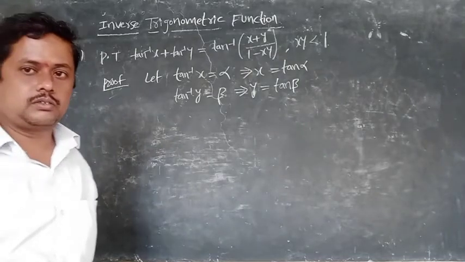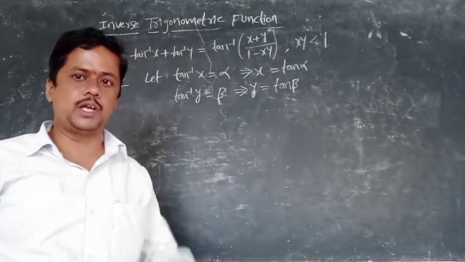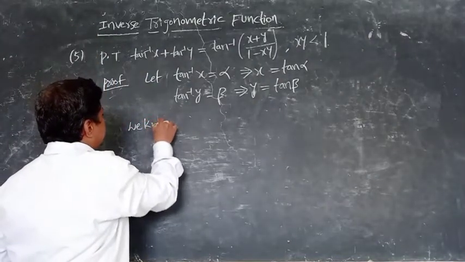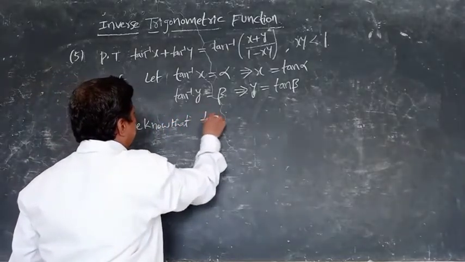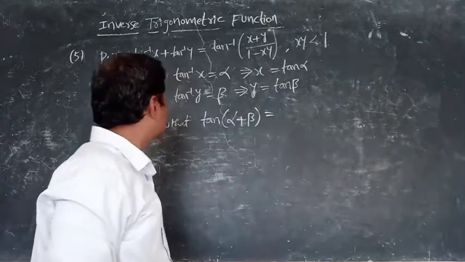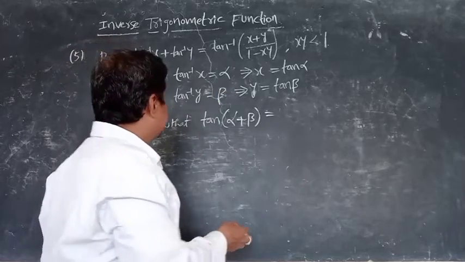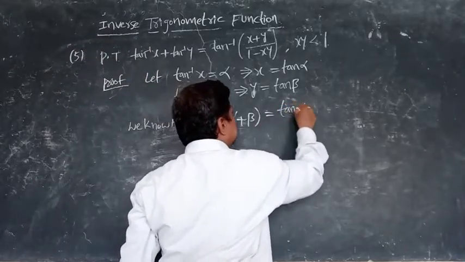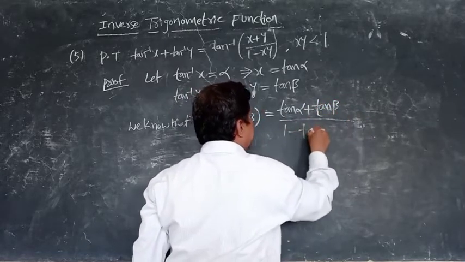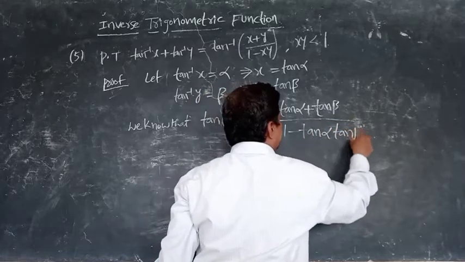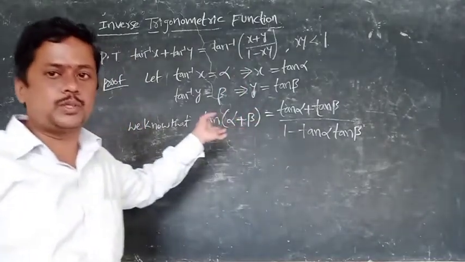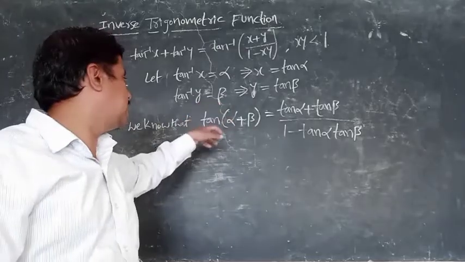We have learned one formula in first PUC. What is that formula? You know that tan(alpha plus beta) is equal to (tan alpha plus tan beta) divided by (1 minus tan alpha tan beta). This is the formula in first PUC trigonometric concepts.